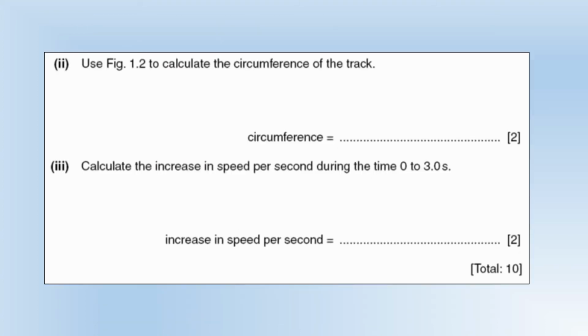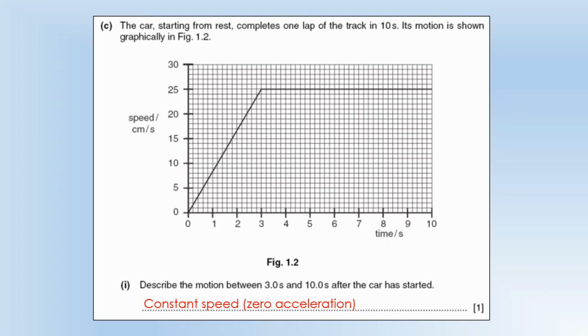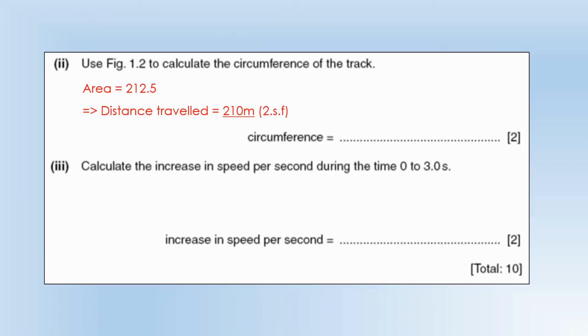Use the graph to calculate the circumference of the track. So from a speed versus time graph, the distance travelled is the area underneath it. So we need to find the area of this shape. So what I've done is I've divided it up into a triangle and a rectangle, found the area of each, and then add them together. And that's going to give us our distance travelled, which is the circumference.